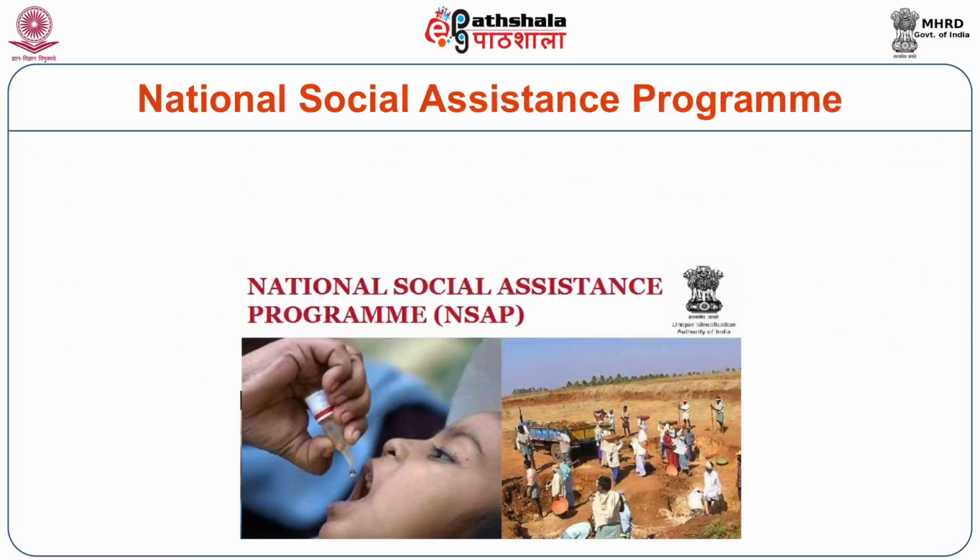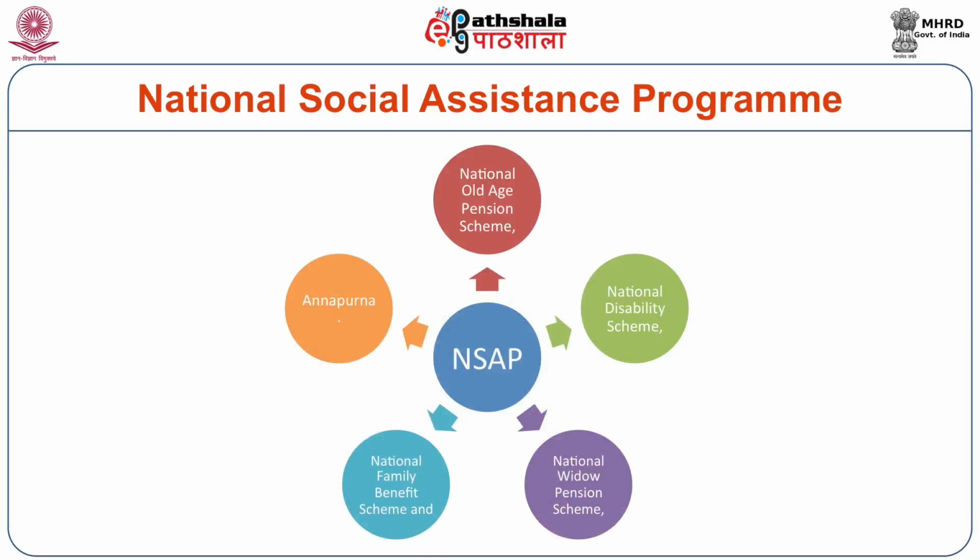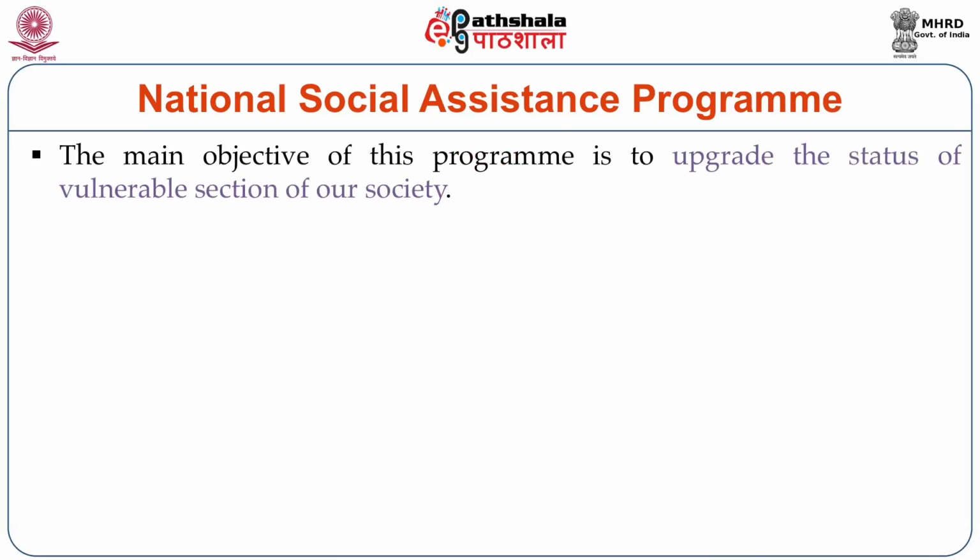Another program is the National Social Assistance Program. To promote economic development and to ensure social justice, the Government of India launched the National Social Assistance Program on 15th August 1995. At present, the National Social Assistance Program comprises the National Old Age Pension Scheme, National Disability Scheme, National Widow Pension Scheme, National Family Benefit Scheme, and Annapurna. The main objective of this program is to upgrade the status of the vulnerable sections of our society.